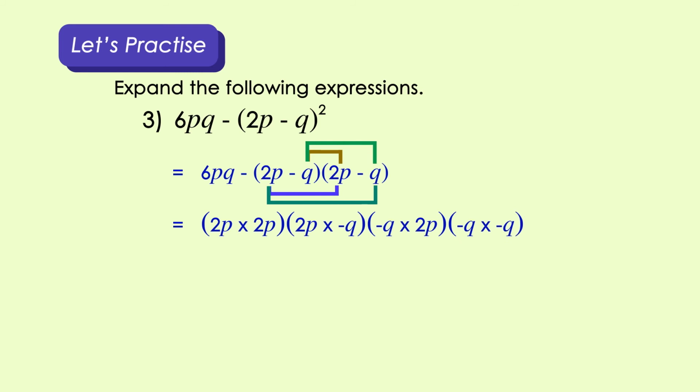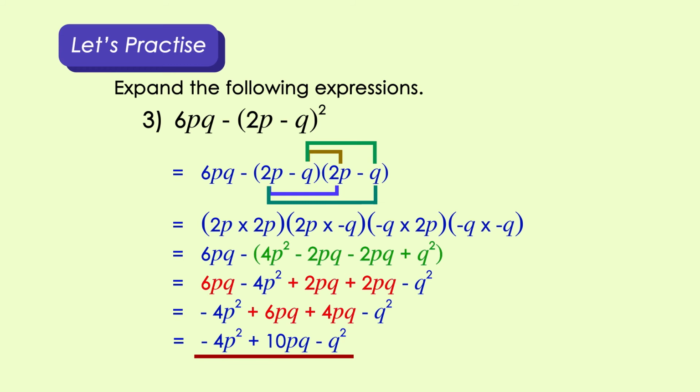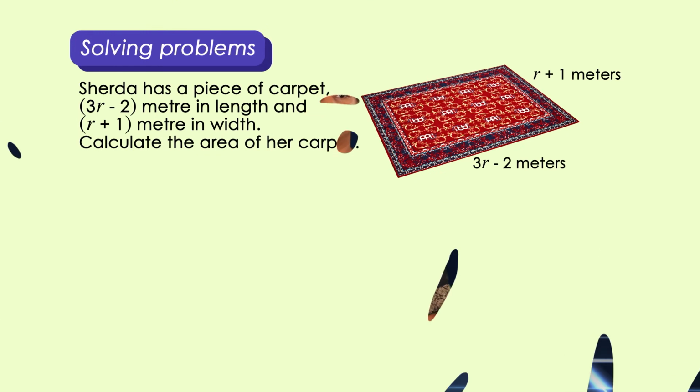Pupils, after your expansion, did you get this answer? 4p squared minus 2pq minus 2pq plus q squared. Now let's do our next step to solve our like terms, and finally, pupils, our answer is negative 4p squared plus 10pq minus q squared. Boys and girls, let's move on to some problem solving questions now.